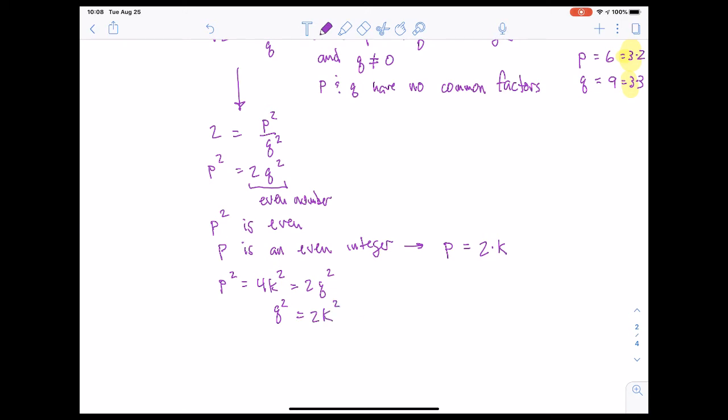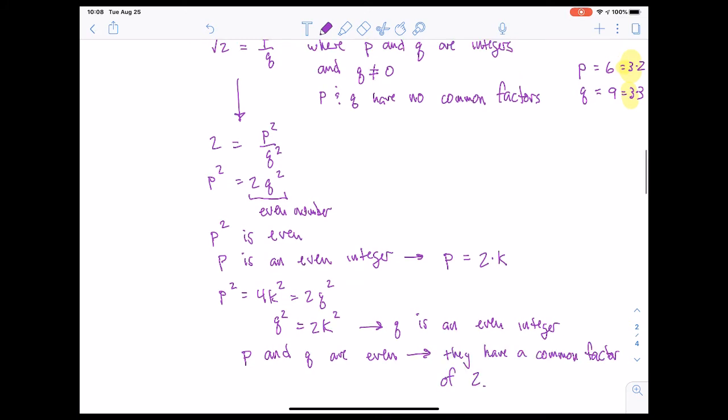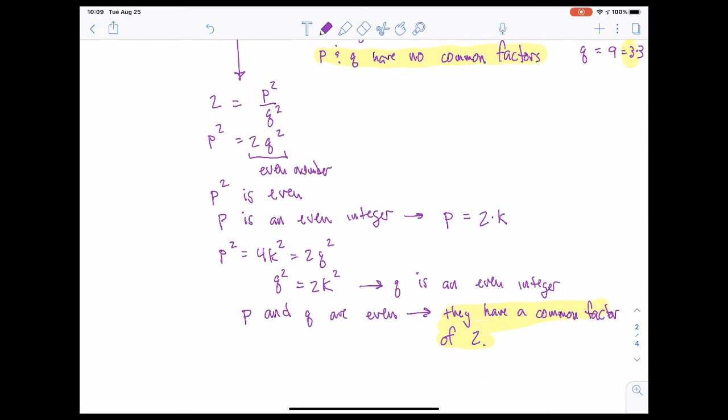And this means that q is an even integer. So both p and q are even. And if p and q are even, that means they have a common factor of 2. Now, I want you to see if you can identify the contradiction here. This statement says that p and q have no common factors, but we've just shown that p and q have a common factor of 2. This is the contradiction. And so because this is a contradiction, then our original statement must be false.